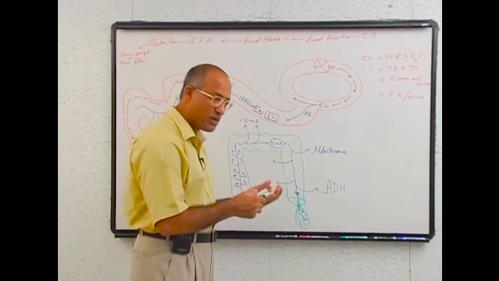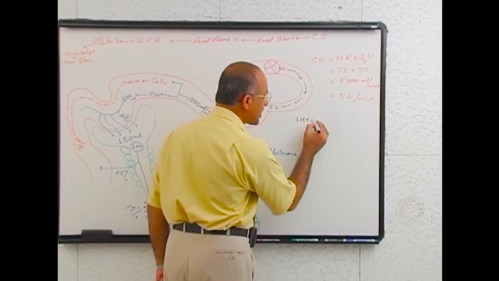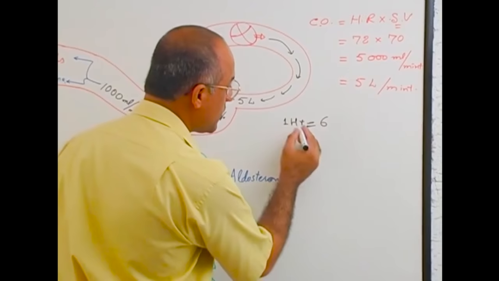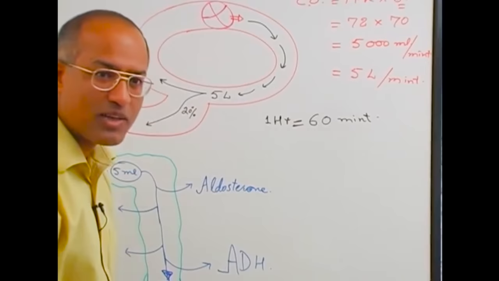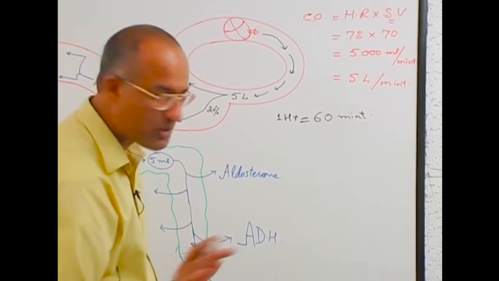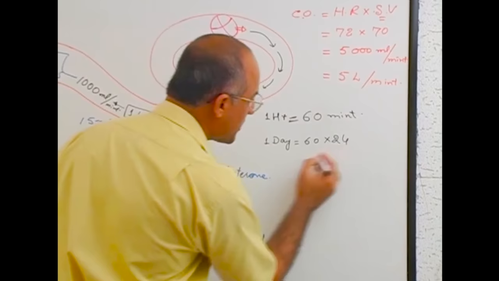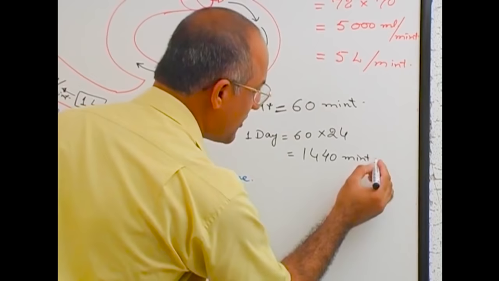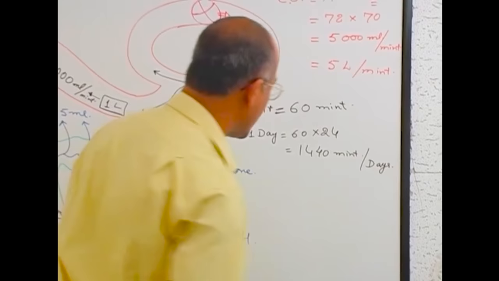Listen. 1 hour has how many minutes? We don't need Archimedes for these calculations. These are very simple. 1 hour is 60 minutes, right? And in 1 day, how many hours? 24 hours. So, in 1 day, how many minutes? 60 times 24 is equal to 1440. 1440 minutes per day. If you don't believe it, you can spend 1 day and calculate it.